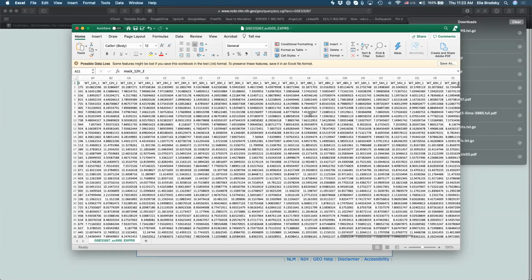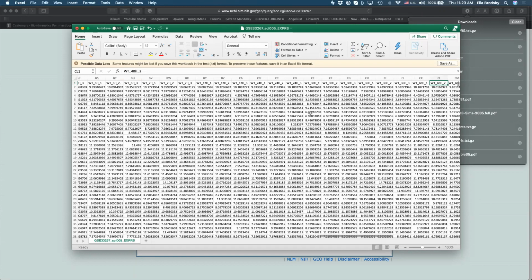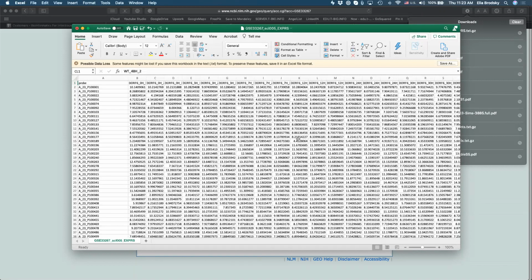Okay, so again, we start with a table of expression. We can then use this table of expression to run principal component analysis, understand how the samples overall differ, select specific samples from here, and run differential gene expression.